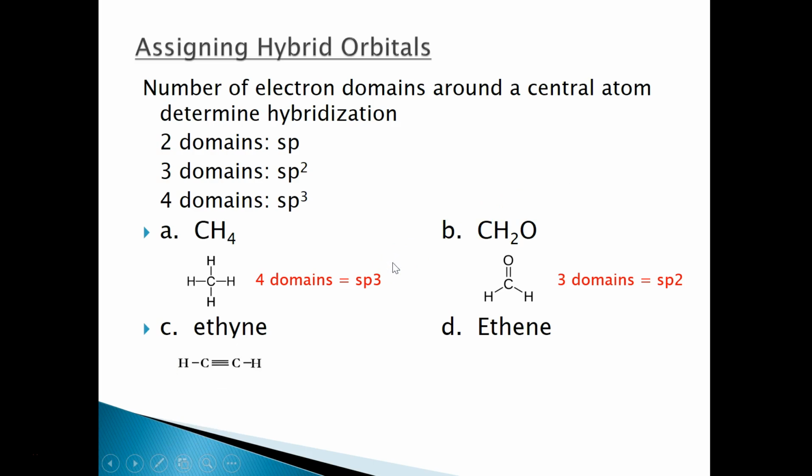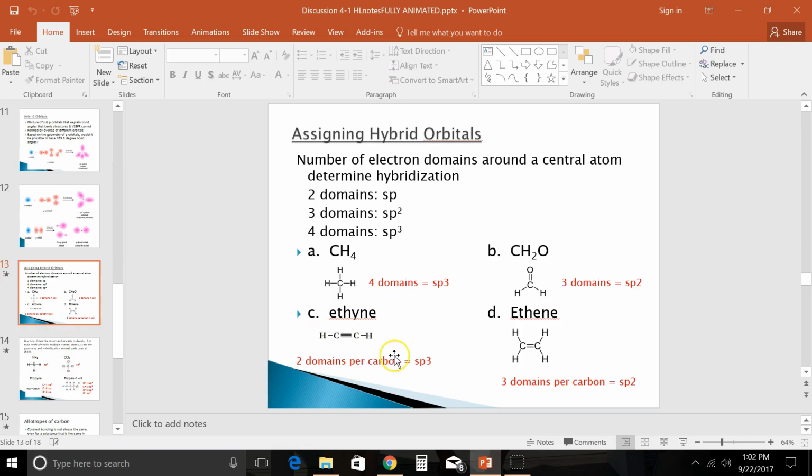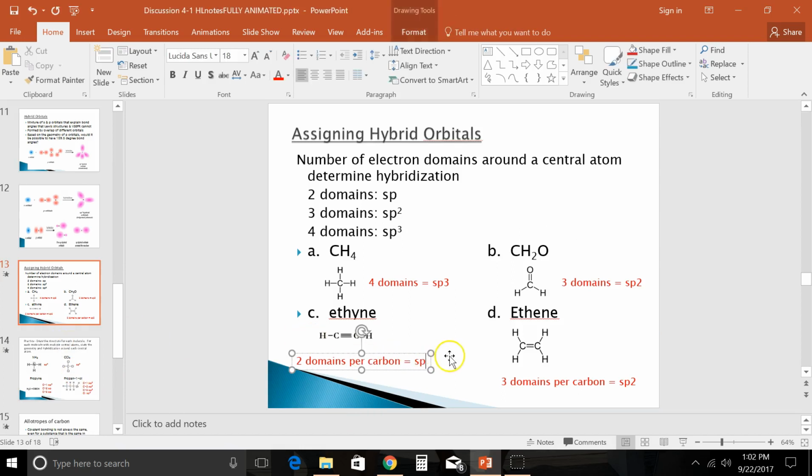Ethyne has a carbon-carbon triple bond, so it has 2 central atoms here, right? Both carbon atoms, and since both carbon atoms have 2 electron domains around them, we'll show sp hybridization.